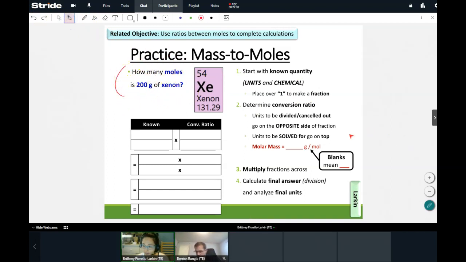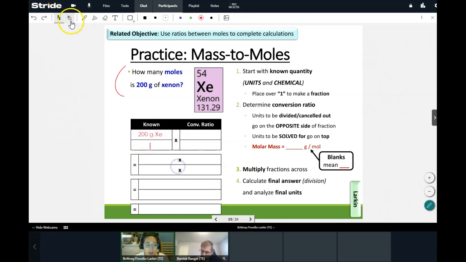Awesome. I see Micah. Micah, it's actually just grams. So 200 grams of xenon. There we go. Let's go ahead and get that in the chat. Everybody, everybody. There we go. Fixing it. Love it. Yeah, so we're going to start off with what we know here, which is 200 grams of xenon. Beautiful. And I'm going to put that over 1 just to turn it into a fraction.